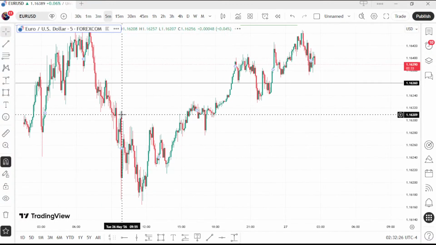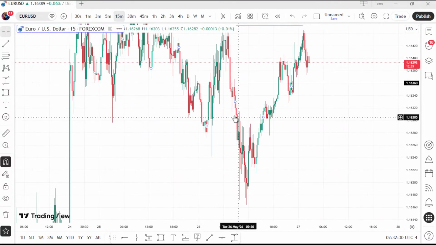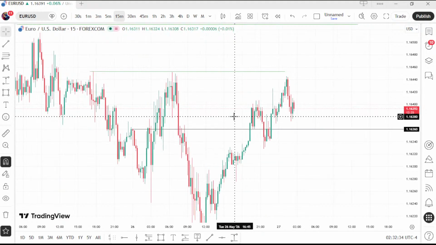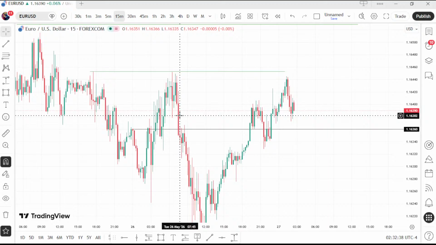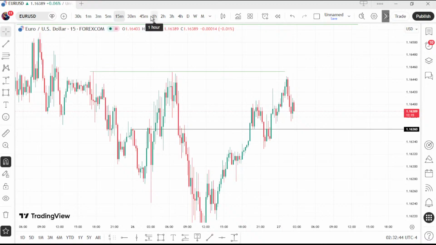Actually, yesterday euro dollar had the A plus setup. Like it had a good entry. I'm learning things in these cross currencies. I'm getting insightful things.